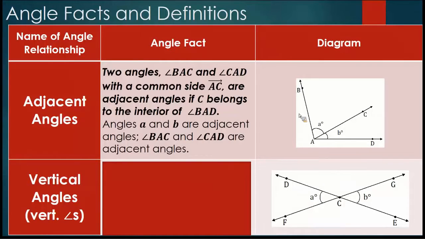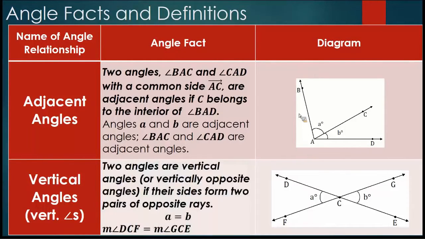So, angles a and b are equal. We could also say angle DCF is equal to angle GCE. We could say angle DCG is equal to angle FCE. They are vertical angles. They are vertically opposite angles if their sides form two pairs of opposite rays, and they do.